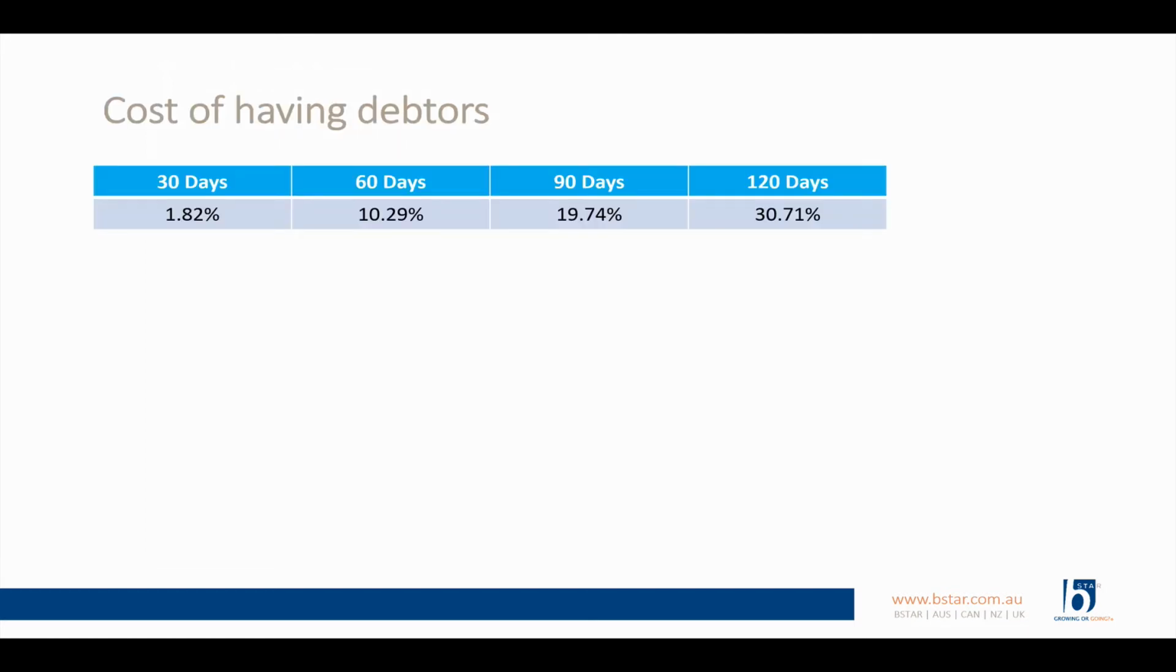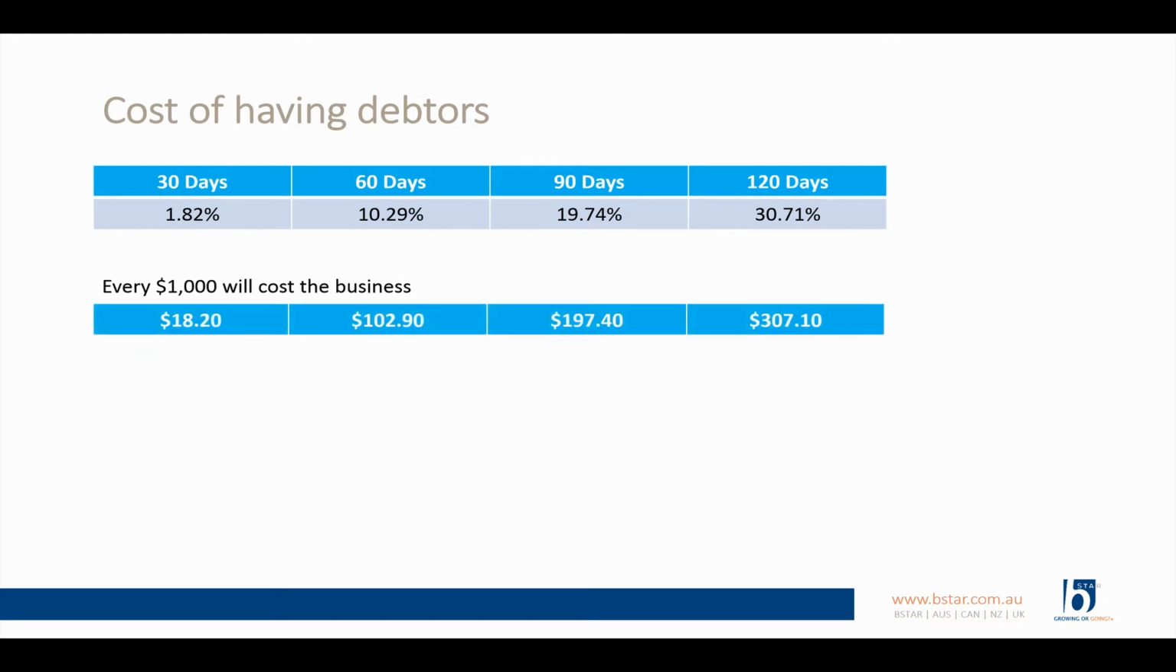First is the cost of actually having debtors. We've got some statistics here that tell us that the cost of having debtors up to 30 days outstanding is just under 2%. At 60 days, it's a shade over 10%. At 90, it's close to 20%. And 120, it's close to 31%. The cost of this is pretty significant. And that is that for every $1,000 that you have in each of those outstanding categories, you can see the numbers on the screen there. If we take, for example, at 90 days, if you've got $1,000 in that bracket, it's costing you effectively $200.